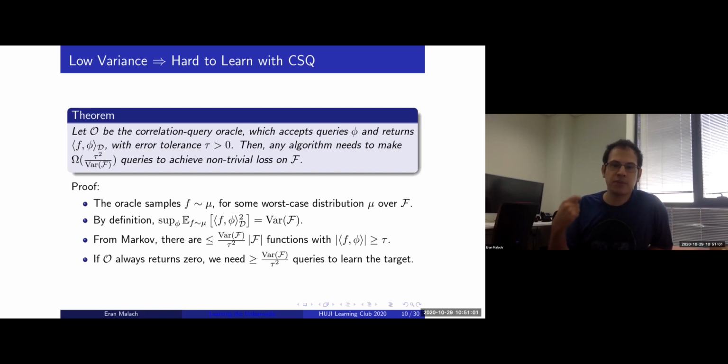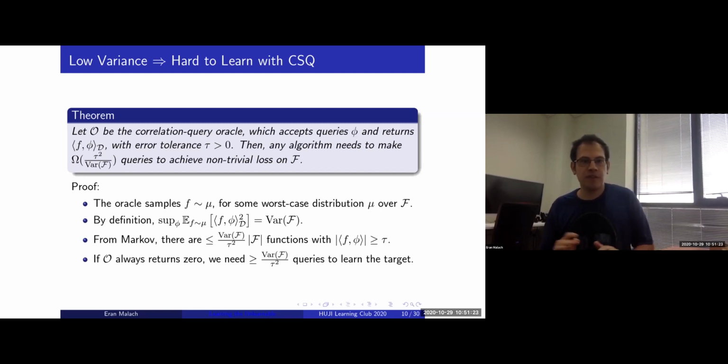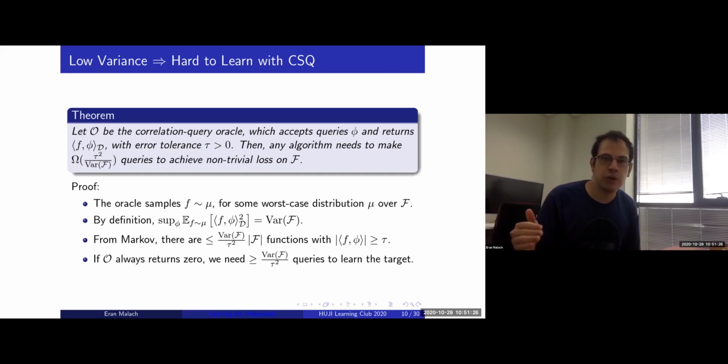So in order to gain some signal about the choice of the oracle, we would need to make a number of queries that grows with, yeah, it should be the opposite, tau squared over variance of f, right? So it's hand waving, but you can formalize it fairly easily. So if the variance of f is very small, then the correlation query oracle would need a lot of queries, and therefore it will be hard to learn. And I'll show in a bit that gradient descent is something you can think of as access to a correlation query oracle. Is this clear so far?